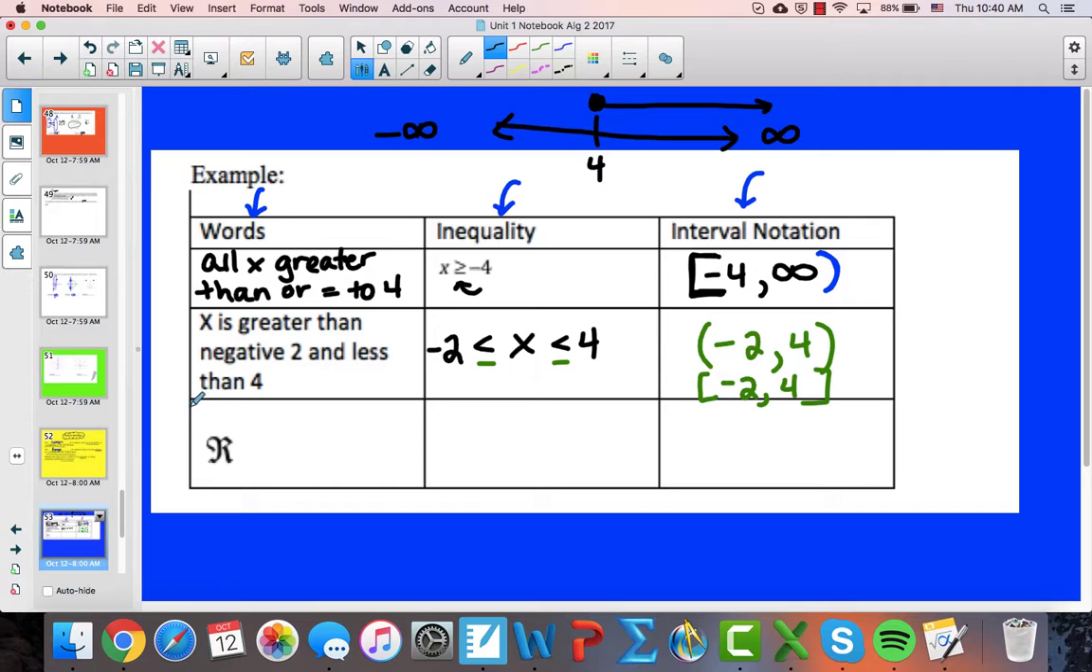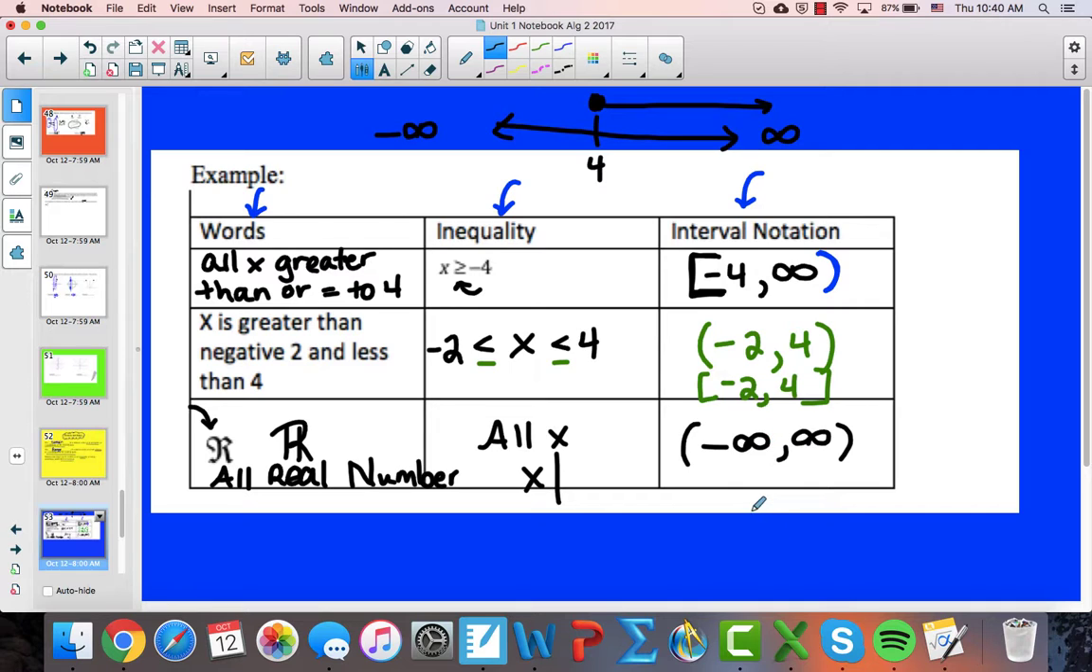Not sure if you've ever seen this notation before. It looks like a funny looking R. When I draw it, I write it like that. It means all real numbers. Okay, all real numbers. How do we write that? In inequality, we actually wouldn't write it as an inequality. We would say all x, or x such that. In interval notation, we write that as -infinity, infinity. That means all real numbers.